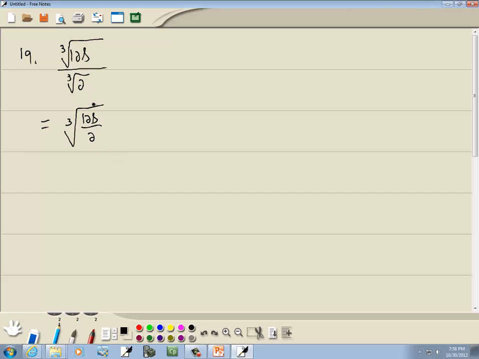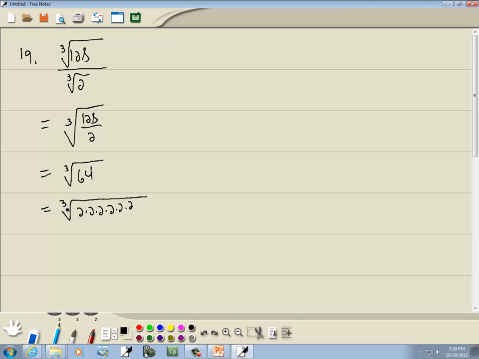You can go both directions on your formula. Why would we do that? Well, because I could see that 128 is divisible by 2. So this becomes the cube root of 64. If I did the prime factorization of 64, that's 2 times, well, 6 2's. 2, 4, 8, 16, 32, 64.